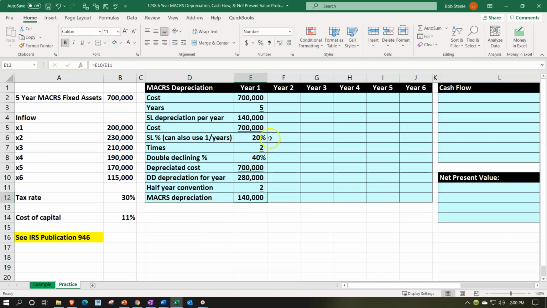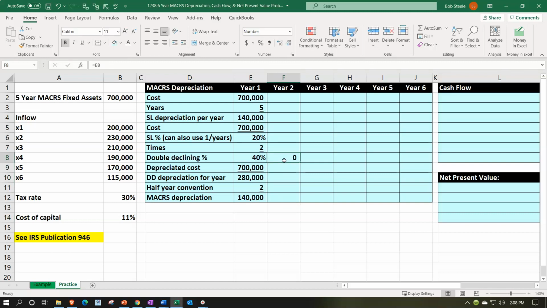Now you might say, hey, look, that's the same as the straight line. But remember, it'll only be the same because it's the half-year convention. So you've got to realize that. Otherwise, year 2, you will calculate wrong if you assume it's straight line, given that it came out to 140, which happens to be the same as straight line because it has the half-year convention and is double declining.